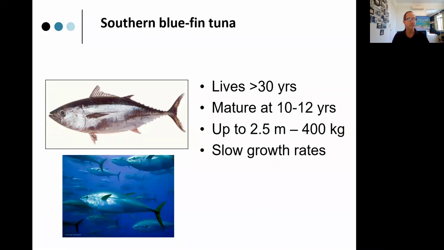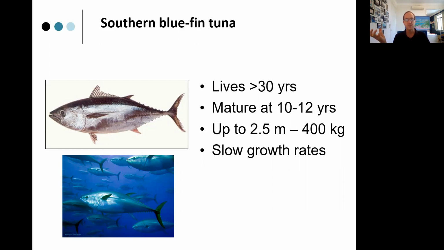Another example is southern bluefin tuna. They're not as long lived as the orange roughy, but they live for more than 30 years, and they take 10 to 12 years to mature. They grow to a very large fish, but once again have very slow growth rates. And so the Japanese, as well as other countries' desire to eat these fish has meant that there's a great financial incentive in catching and harvesting them.